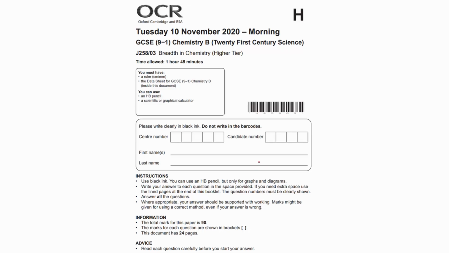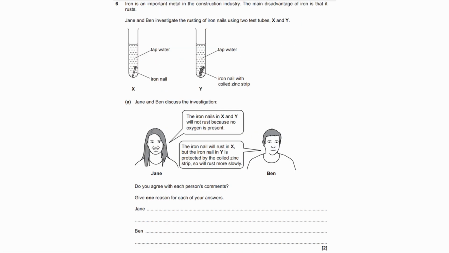So this is the GCSE OCR 21st Century Chemistry High-Tier paper. All the details you need to know about this paper are on the front page here. We are looking at question 6.